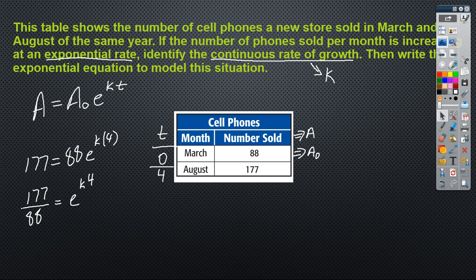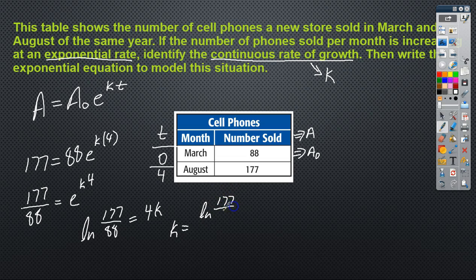Again, I have k up there, I want to solve for it. So I want to bring it down. To bring it down, I got to go ahead and take the natural log of both sides. So I have the natural log of 177 over 88 is equal to, because I'm short on room, when I take the natural log of that, remember it's going to go k4, and I'm going to rewrite it as 4k. And then finally, I'm going to go ahead and solve this. I'm going to say that k, by dividing by 4, is equal to the natural log of 177 over 88, all divided by 4. And we keep it that way.